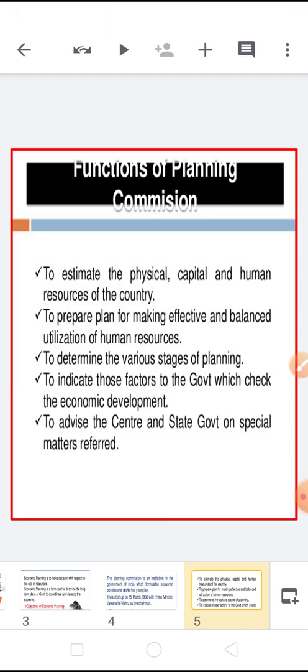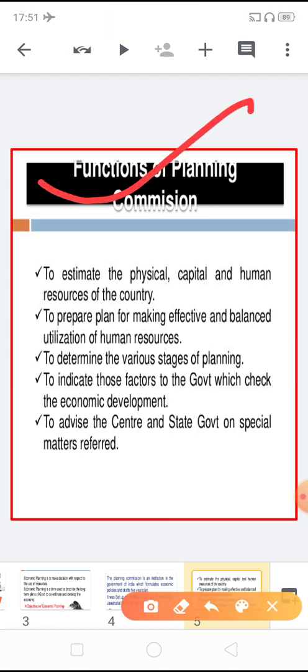So, what is basically the function of a planning commission? The function of the planning commission is first to estimate the physical capital and the human resources of a country. So the planning commission is basically focusing on estimating the physical capital as well as the human resources of a country. Children, one thing to understand first is why we need planning.